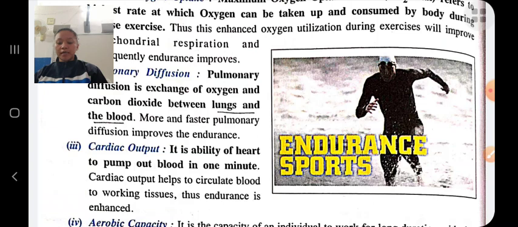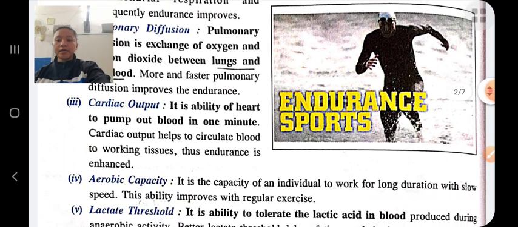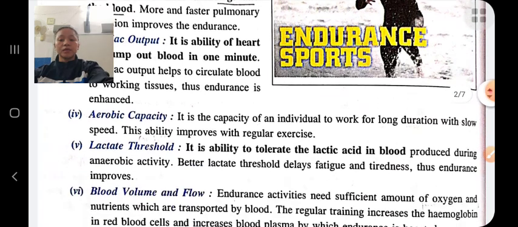Cardiac output means the amount of blood pumped out by the heart in 1 minute. If our heart pumps more blood, then our endurance will be improved. Aerobic capacity means doing the activity in the presence of oxygen.